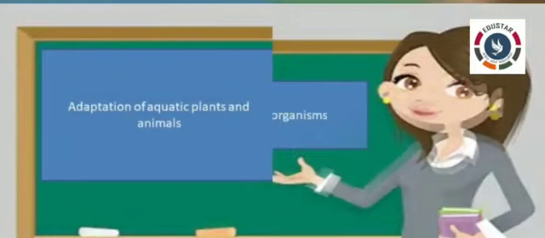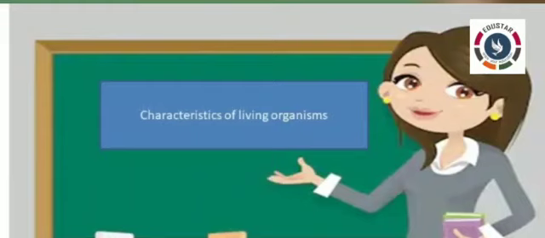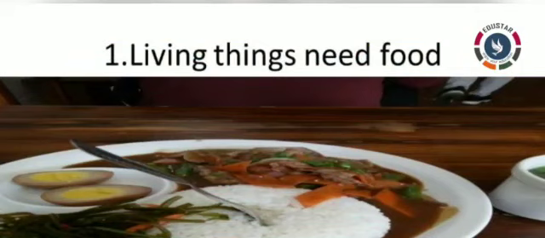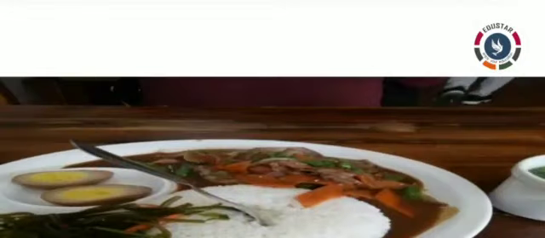Next, I am going to explain about the characteristic features of living organisms. I am going to explain 7 characteristic features of living organisms. First, all living beings need food. If we don't take food for long, we may feel weak. We need energy to perform various activities during the day. We get this energy from the food we take.